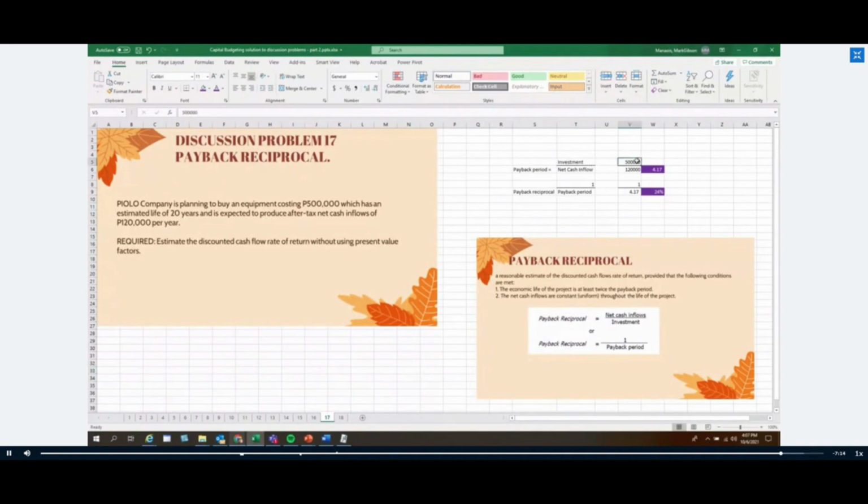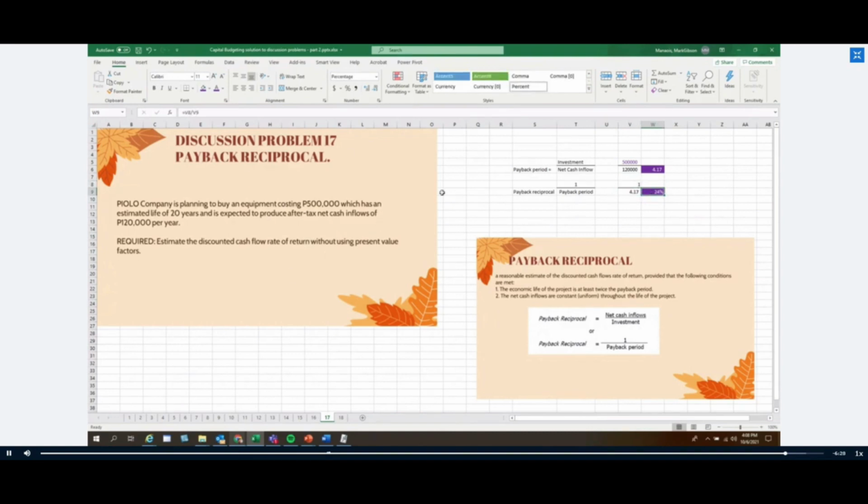So we compute the payback period: 500,000 initial investment divided by the net cash inflow. The net cash inflow is 120,000 per year, which means it is constant or uniform. So that's 4.17 years. Is the economic life at least twice the payback period? The economic life here is 20 years, so it's more than twice. Therefore, we can use the payback reciprocal. So, 1 divided by 4.17, and the answer is 24%.